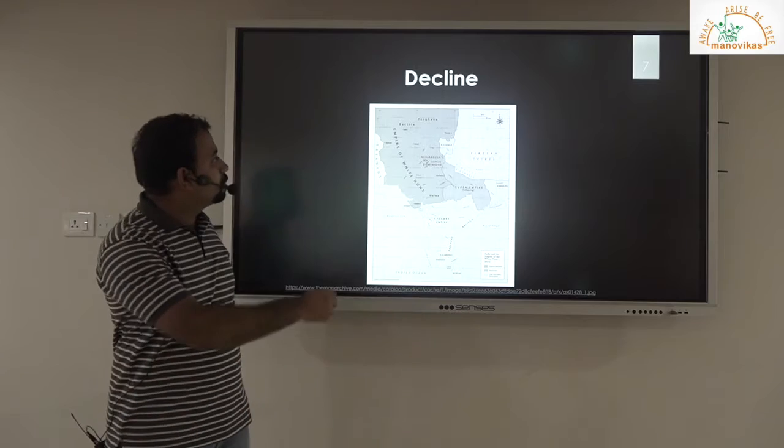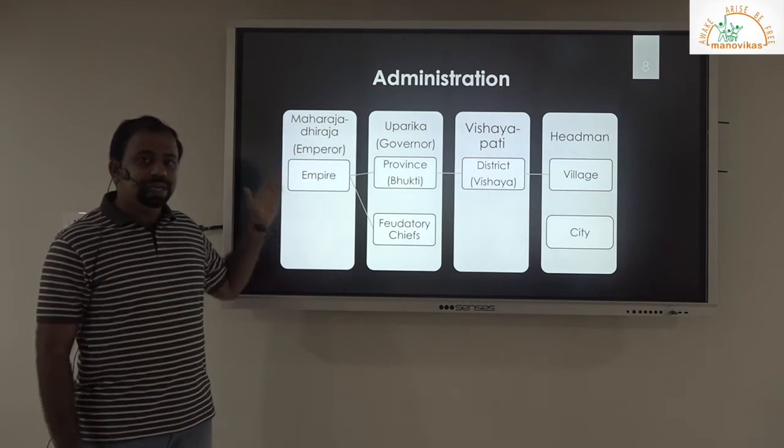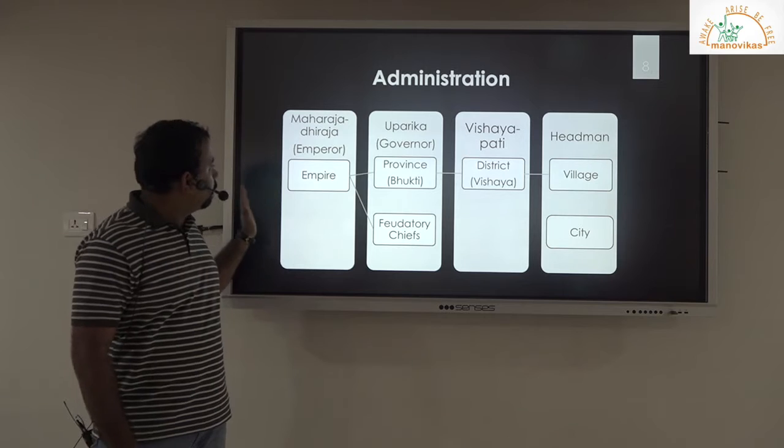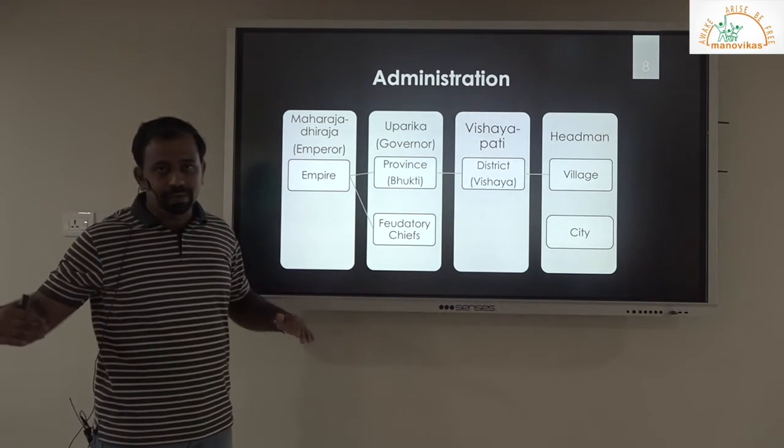Let's move next to the administrative part. When we speak about the administrative part, like the Mauryan Empire, this was also divided into groupings or levels.